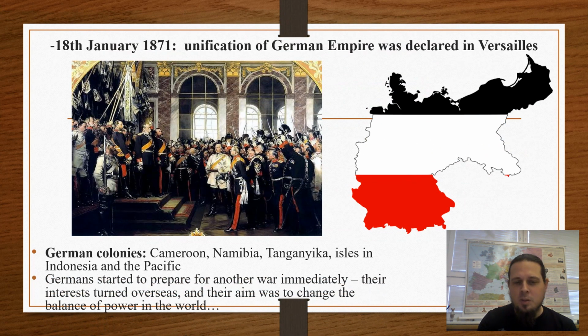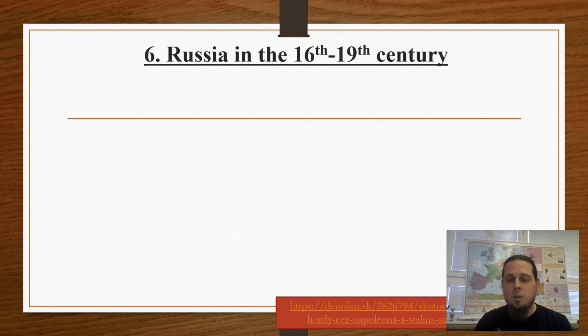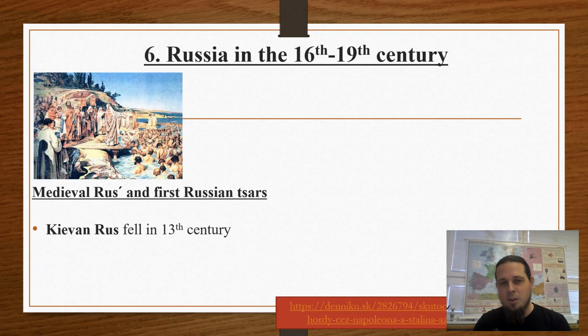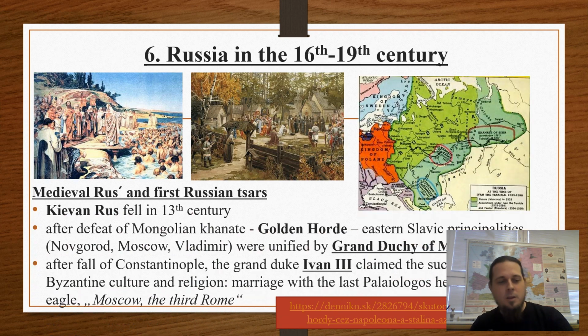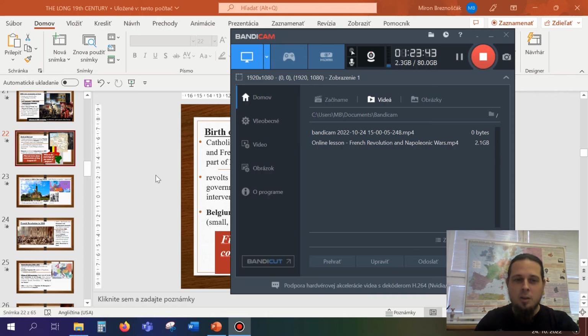So now Germans started to prepare for another war immediately. They didn't have enough, and their interest turned overseas. Their aim was to change the balance of power in the world, not only by destroying French power, but also British, perhaps American, and even Russian power. So now we are going to the next video with Russia, but that's the topic for the next lesson, and you can watch it because it is already downloading.